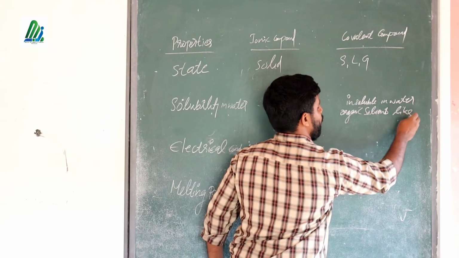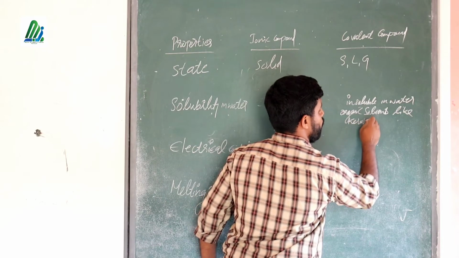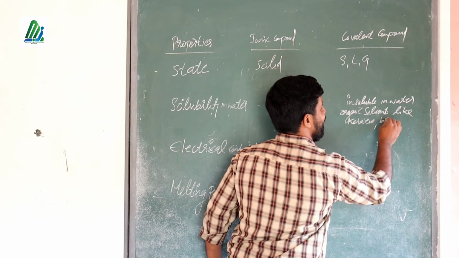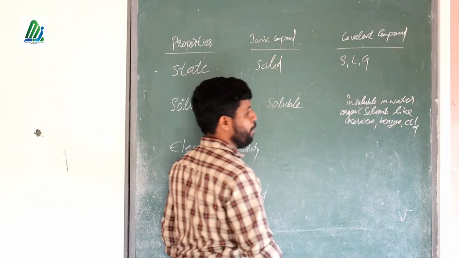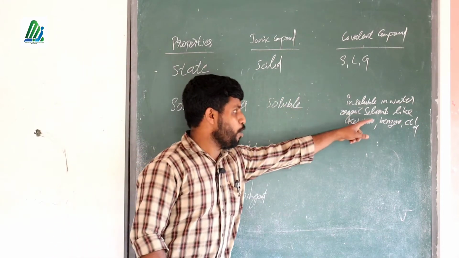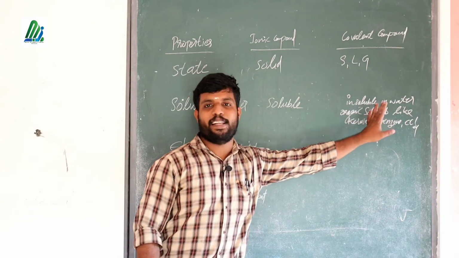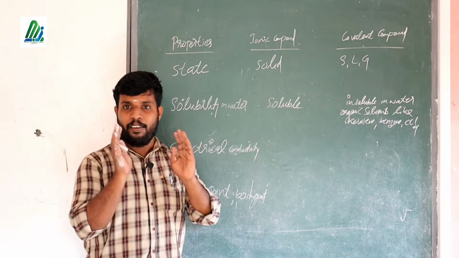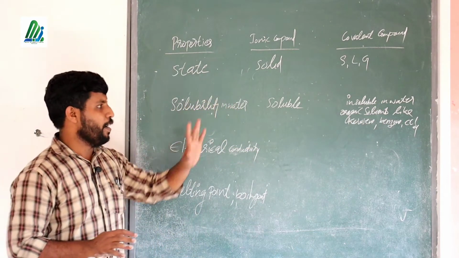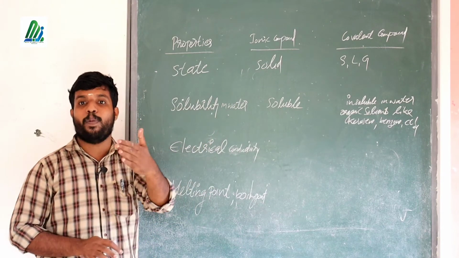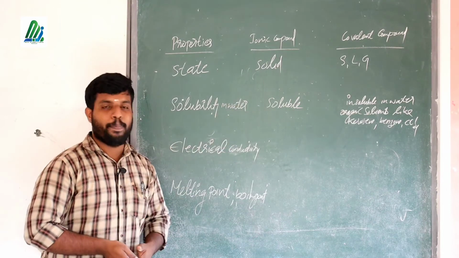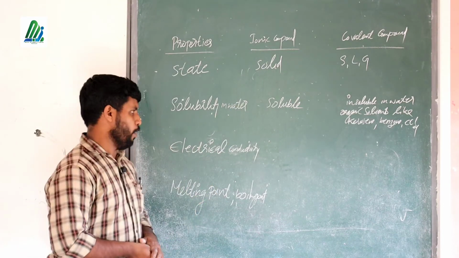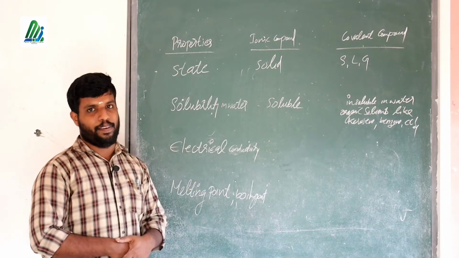Like kerosene, benzene and CCl4, etc. But they are soluble in organic solvents like what? Kerosene, benzene and CCl4. But they are insoluble in water. They are not soluble in water, they are insoluble. But they are soluble in organic solvents like kerosene, benzene and carbon tetrachloride. Next one, electrical conductivity.